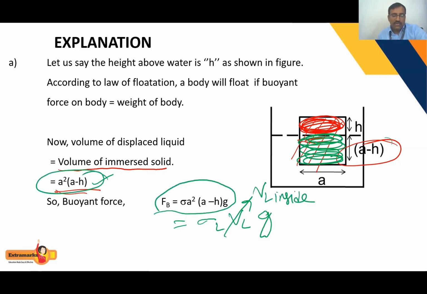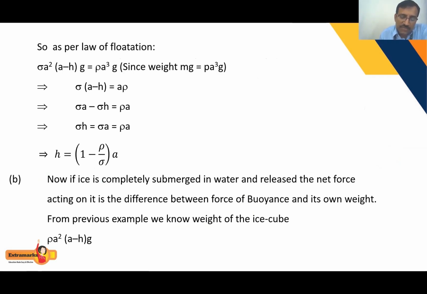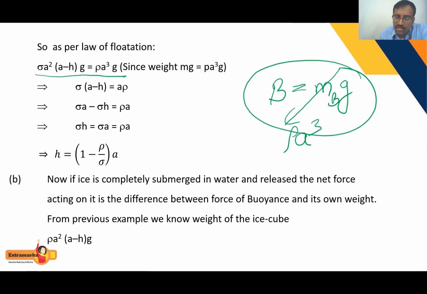Now if we go for the further step, as per the law of flotation, upward force should balance downward force. Means buoyancy force should be equal to the weight of the body. What is the weight of the body? Density of the body into volume of the body, which is a cube, so rho a cube into g. So equating, you can see by solving this expression, this is the part of the ice which is outside the liquid column.